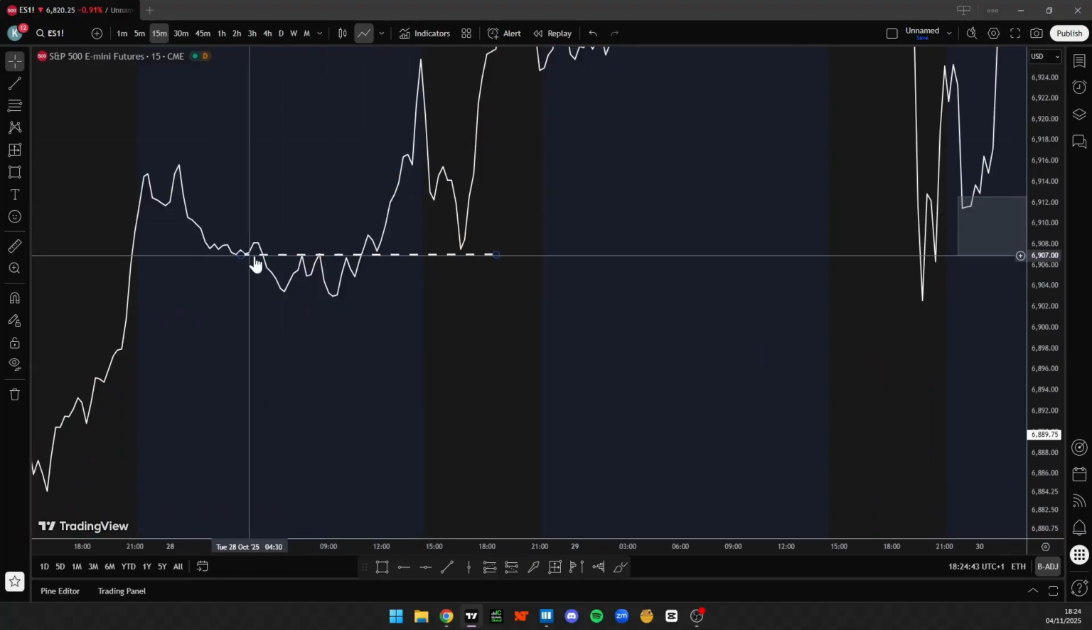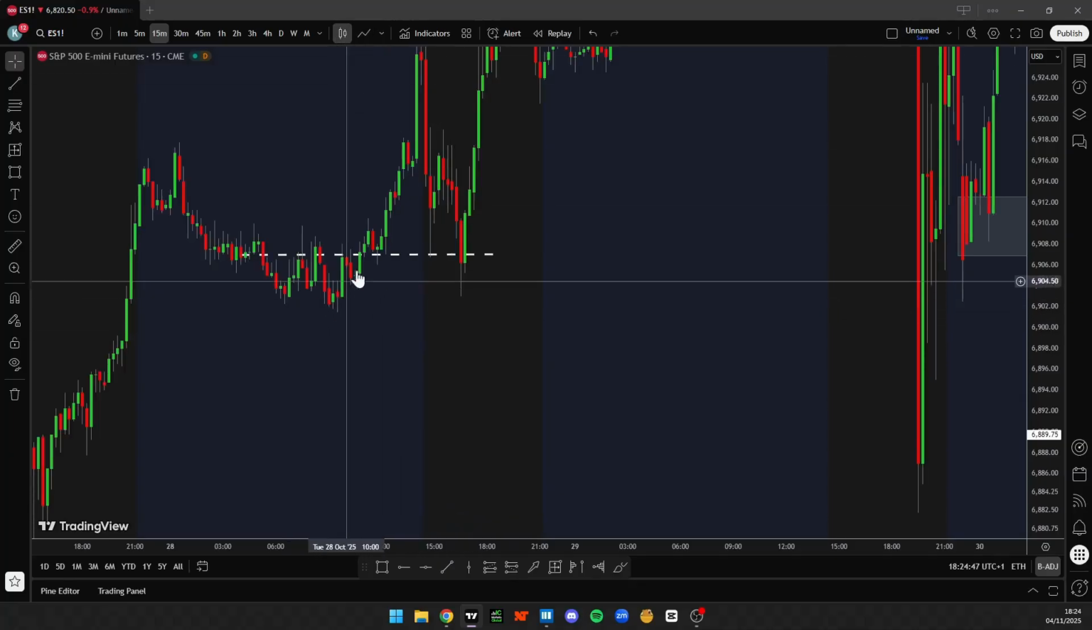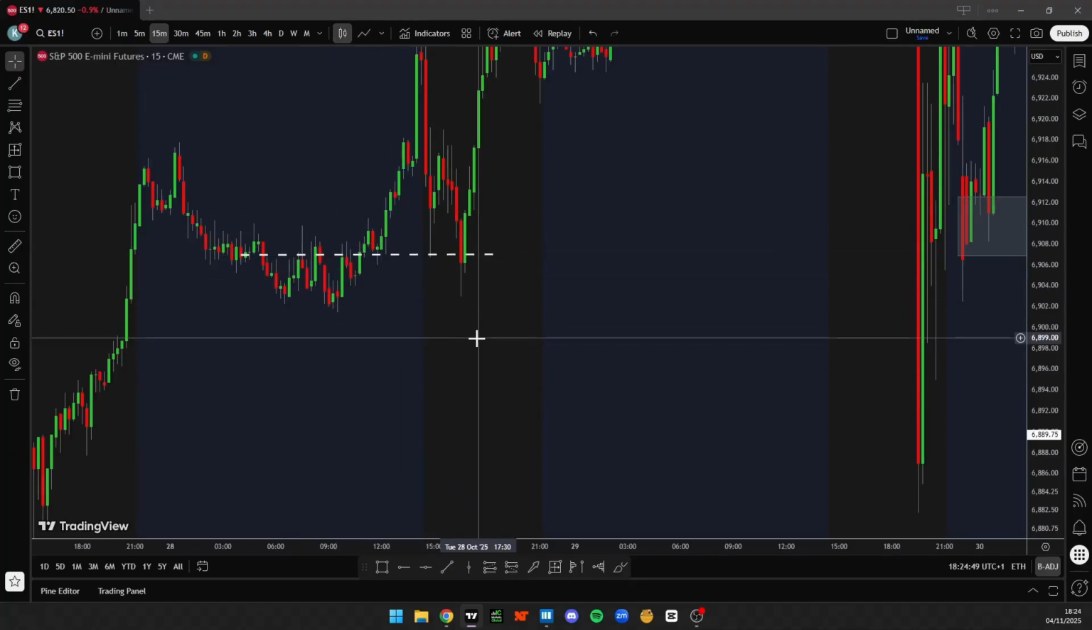Just looking at the line chart, looking at structure, and this would be, you know, a trade that I would never be looking at otherwise, because here I don't really see any clean demands.